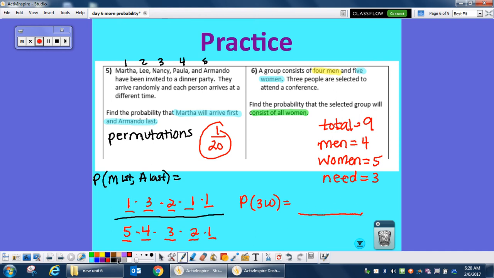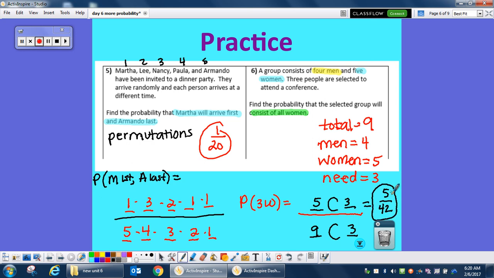So we would set our fraction up. Since this is just 3 women, we only are going to have 1 C up at the top. All right, so we can't even think about the men because we don't need any men. So how many women do we need? We have 5 women, and if all of them are going to be women, we would need 3 because they want 3 people on their committee. Out of the total, we have 9, and we would still need 3. So hopefully you could do this on your calculator and you would get 5 over 42.